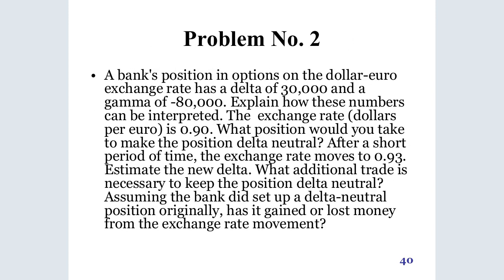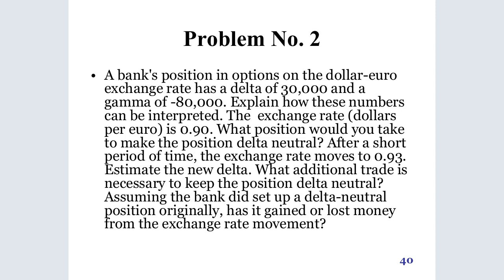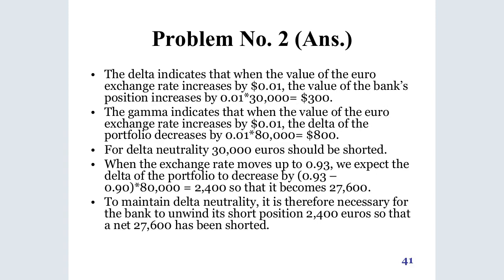So what happens? The delta is 30,000 and the gamma is minus 80,000. He has a position in options. So the first thing, when the euro value increases by 1 cent, the value of the bank's position increases by 1 cent into 30,000, which is $300. Similarly, for the gamma, when the value of the euro increases by 1 cent, the delta of the portfolio decreases by 800.